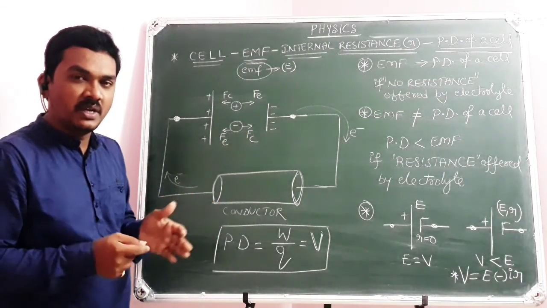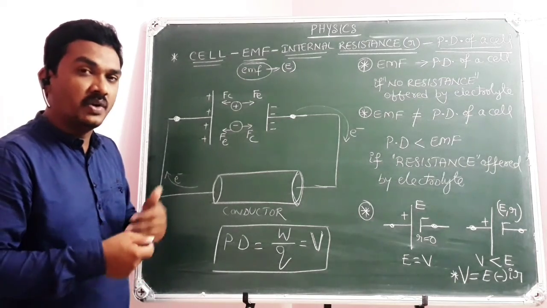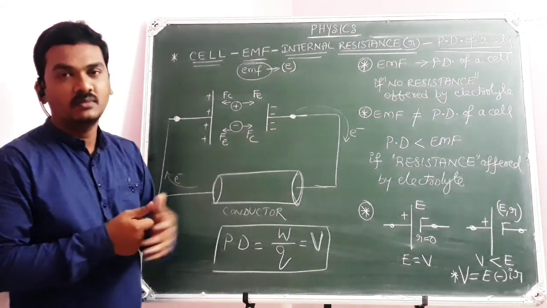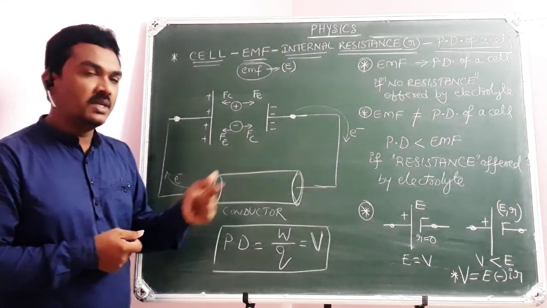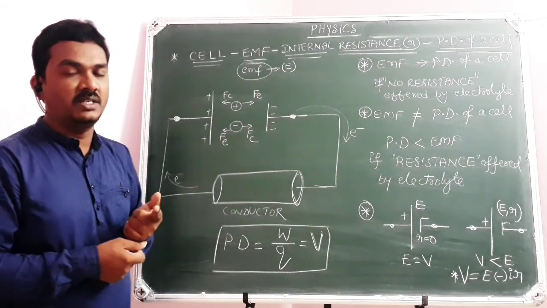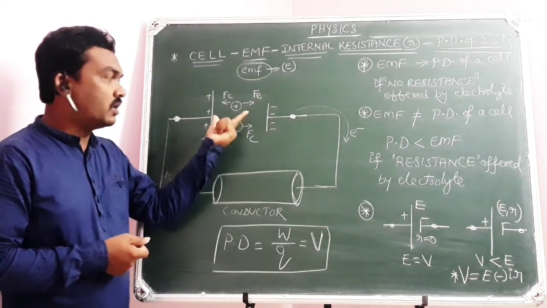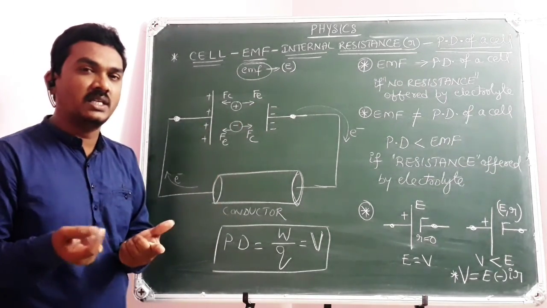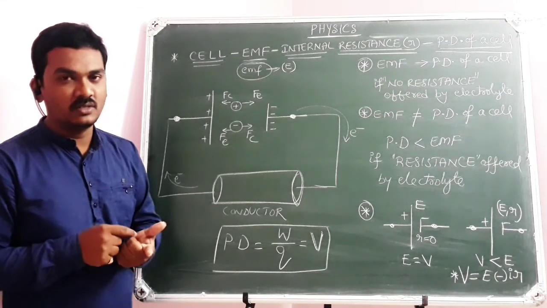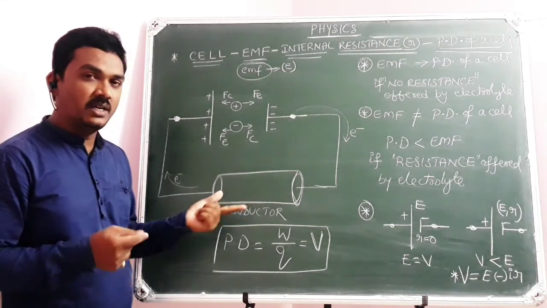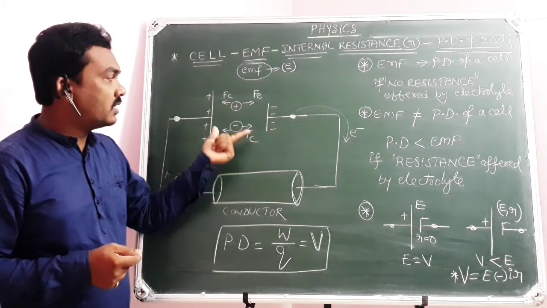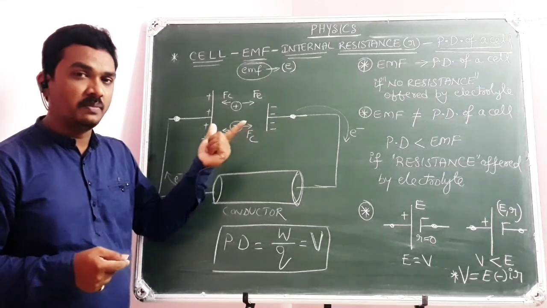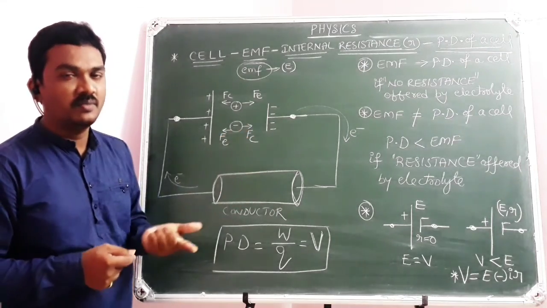Greater the distance between the plates, there is a possibility for offering greater resistance. And at the same time, it depends on the nature of the electrolyte. What electrolyte have you taken? Different electrolytes can offer different resistances. Like resistance of a conductor depends on the nature of the material, similarly, internal resistance offered by a cell depends on the nature of the electrolyte.